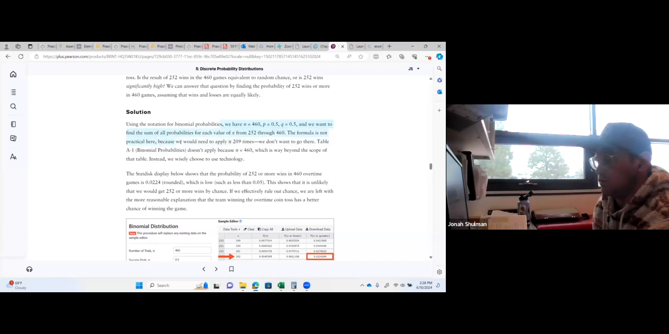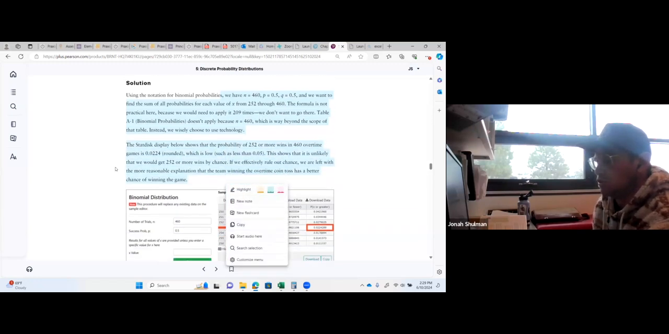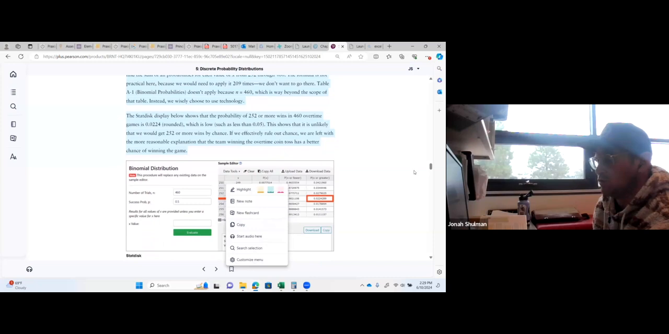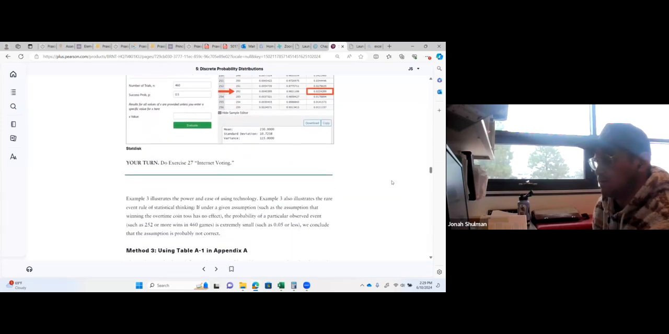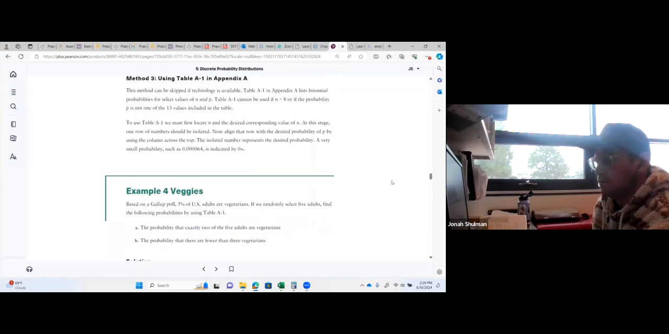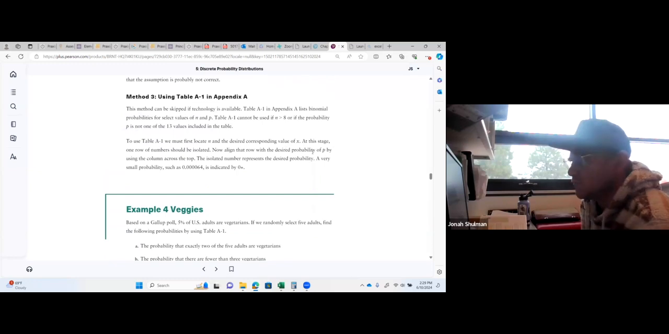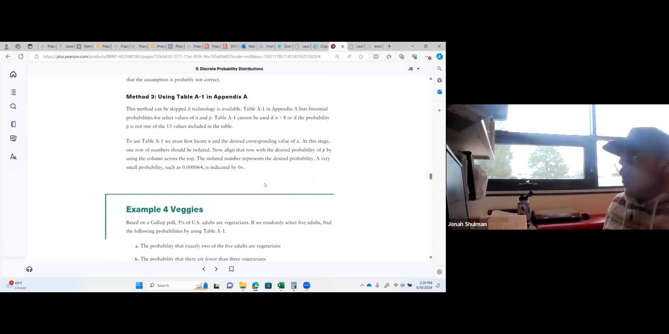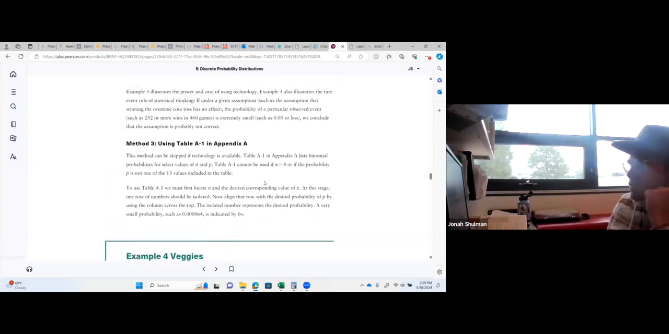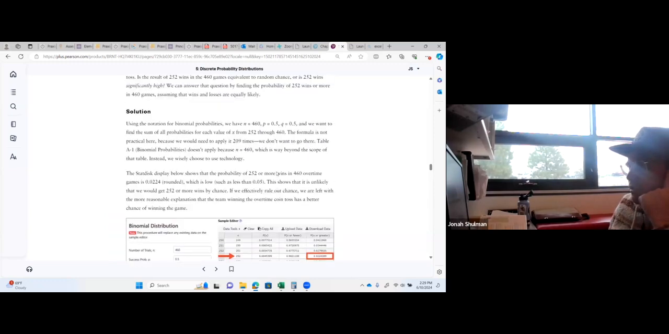One was not practical here because we would need to apply it 209 times. We don't want to go there. 460. Two more wins by chance. Okay. There's another method. Nice. Well, we're gonna use the table and we're gonna look at this as well. But let's figure out where I made a mistake here.